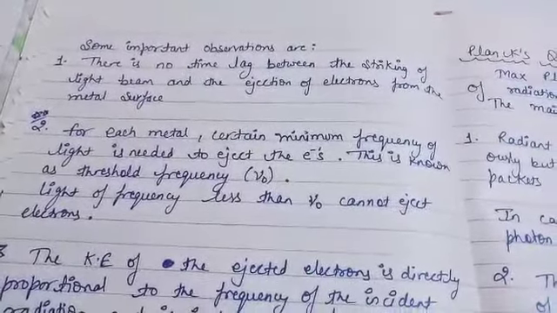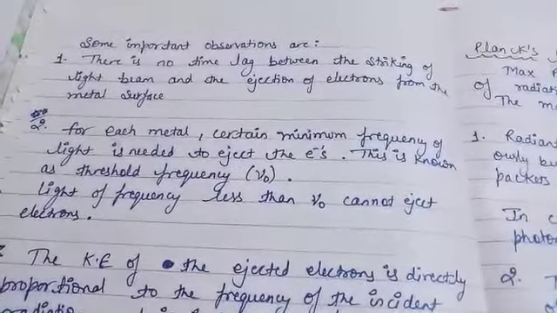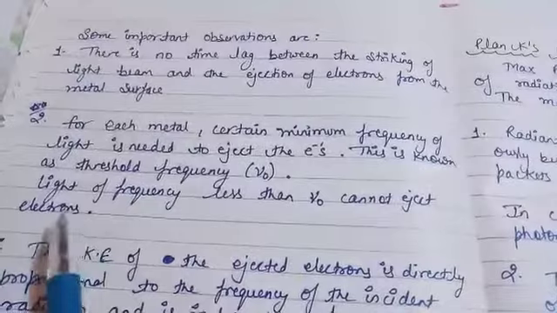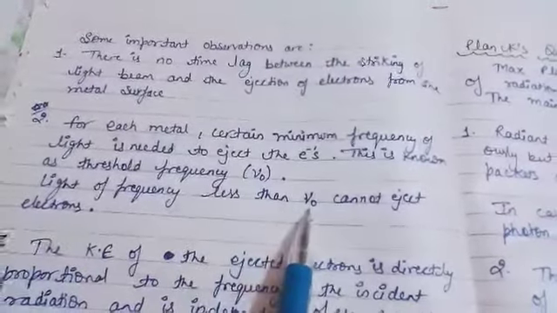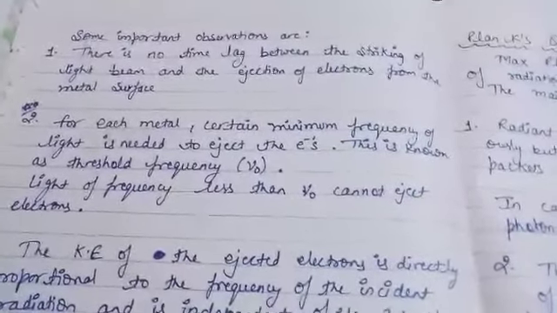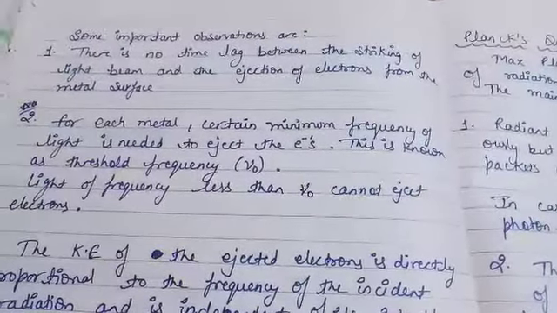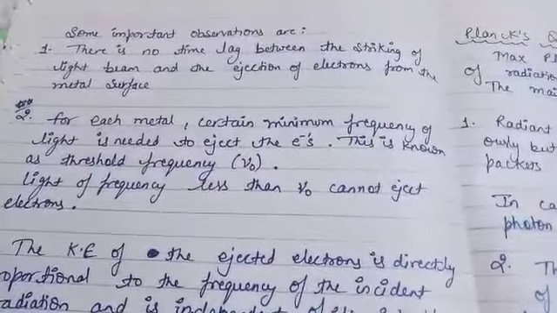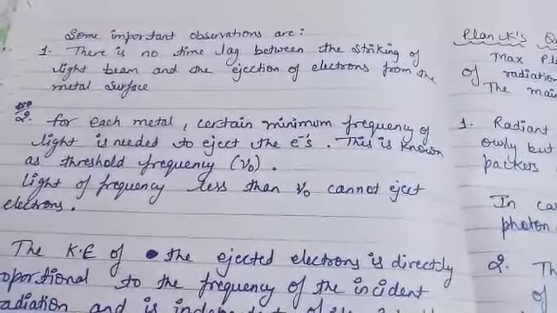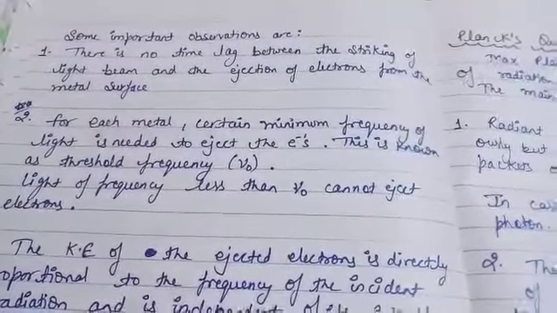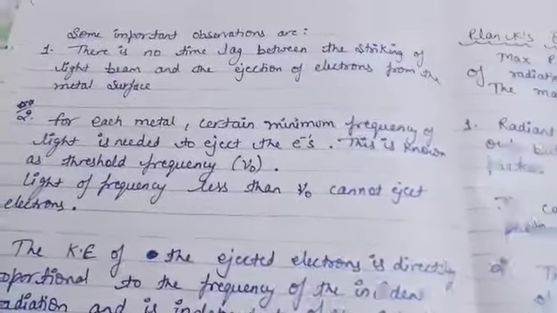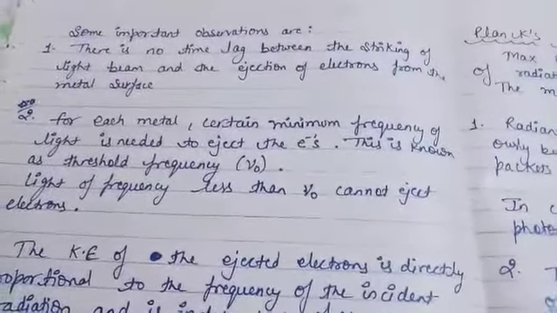इससे नीचे में क्या होगा, electrons eject नहीं होंगे, that already scientists experimentally proved. Okay, now light of frequency less than nu naught cannot eject electrons. Now next thing is, when light of that frequency strikes the metal surface, immediately there is an ejection of electrons. And remember, there is no time lag between the striking of the light beam and the ejection of electrons from the metal surface.